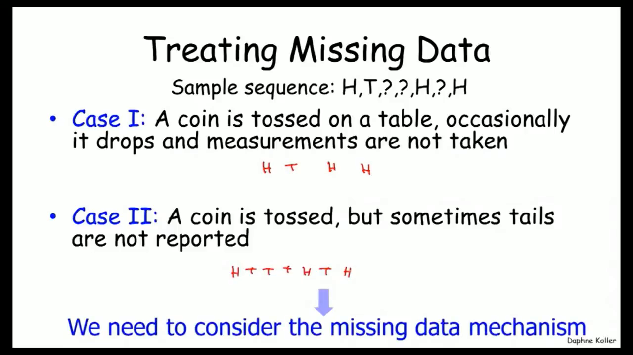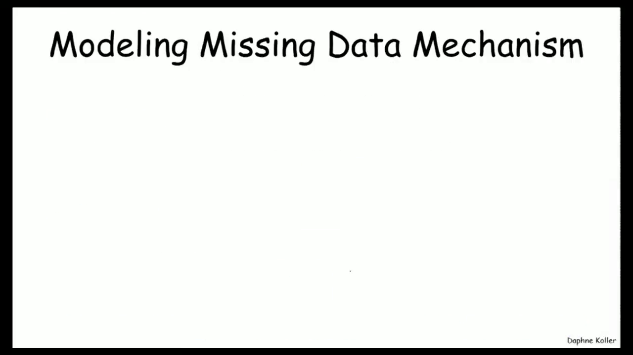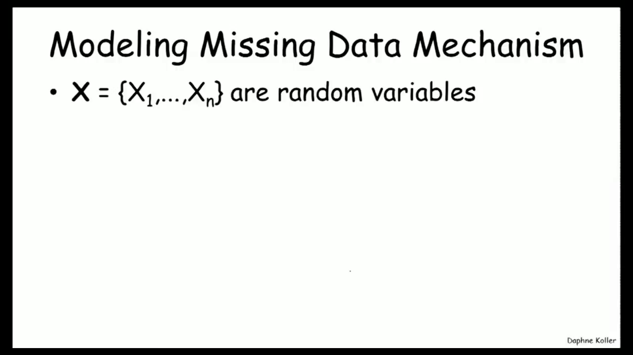So in order to correctly learn with missing data, we need to actually consider the mechanism by which the data was made to be missing.